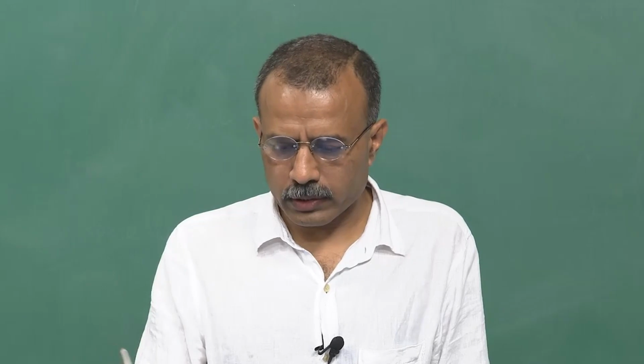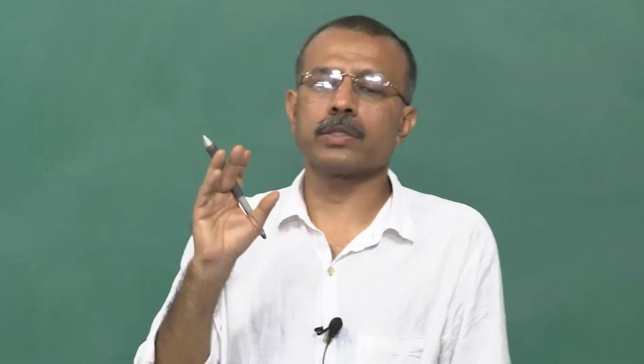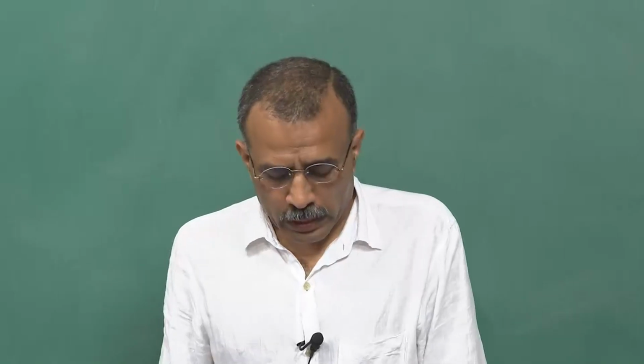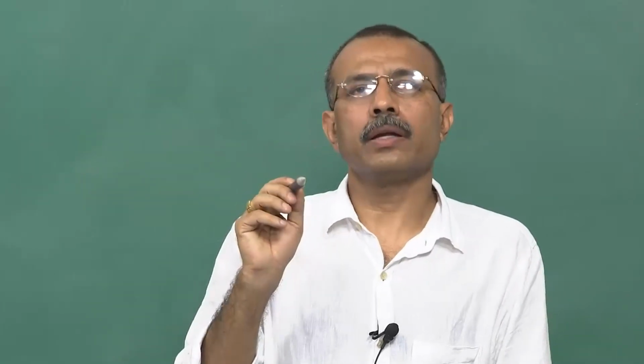We talked about this strong reductant, which eventually leads to the formation of the dark reaction, which we are not dealing with here, the Calvin cycle, where the carbohydrate synthesis happens. But at the end of the day, what is most important from the bioenergetics perspective for you to understand is that you need a perennial electron source.